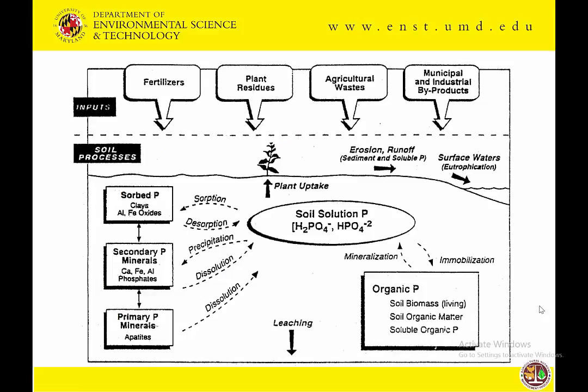Okay, so we're going to talk about using gypsum to tie up phosphorus. So think about the phosphorus cycle. We've got some phosphate in one of several forms in the soil solution.